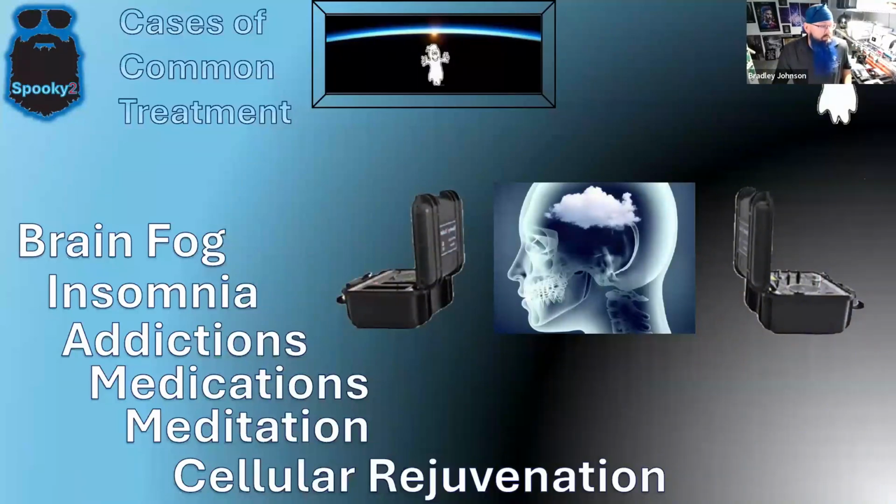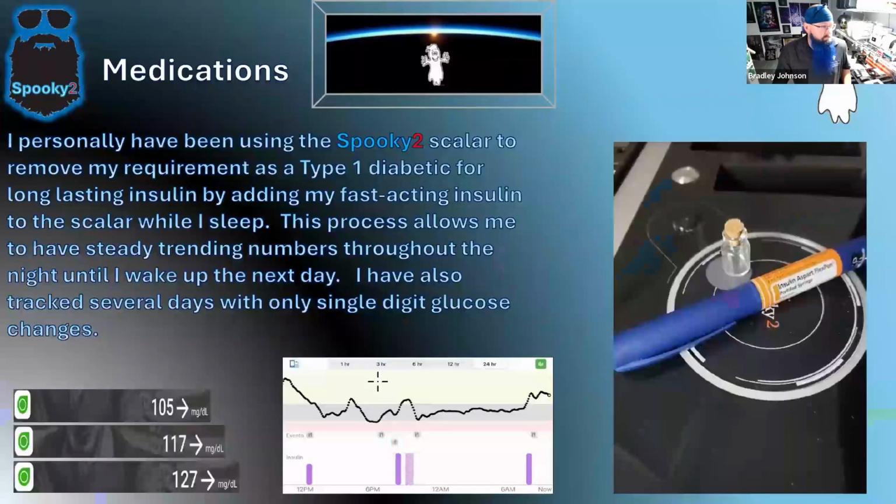All right, let's take a little bit closer look at some of these things like our addiction and our medications. So medications, some of you may have heard me talk about this before, but I have actually successfully removed myself completely from my type 2 long-lasting insulin. I've done that through the use of the Spooky2 Scalar by taking a small vial like this and introducing my fast-acting insulin into this vial.